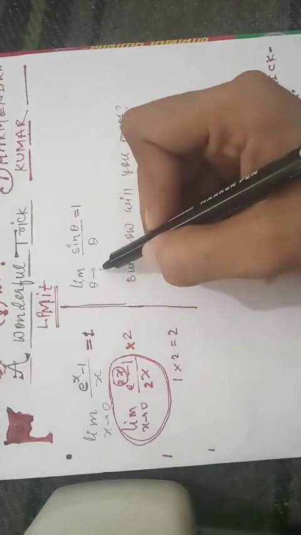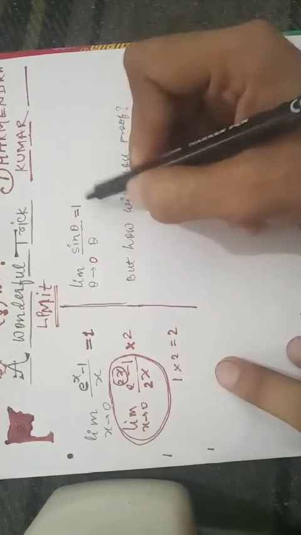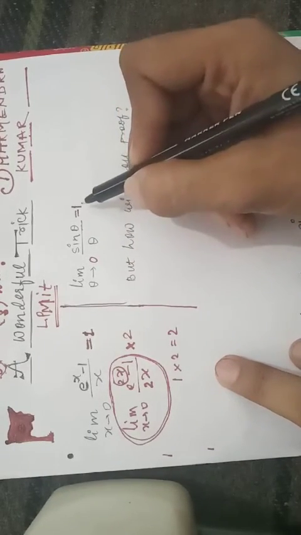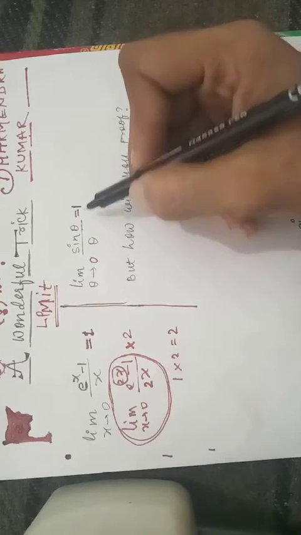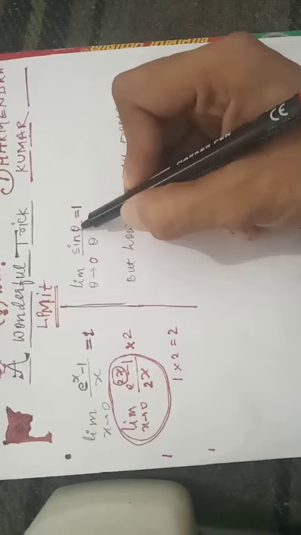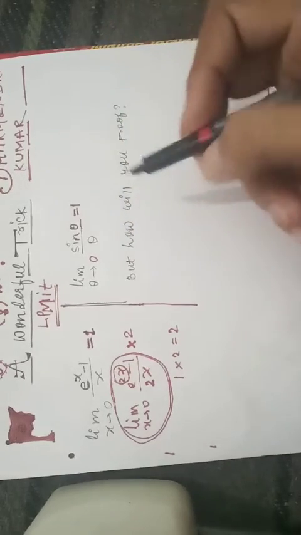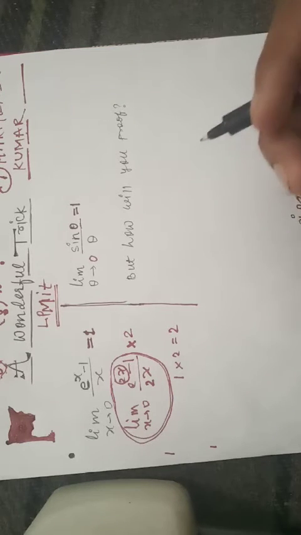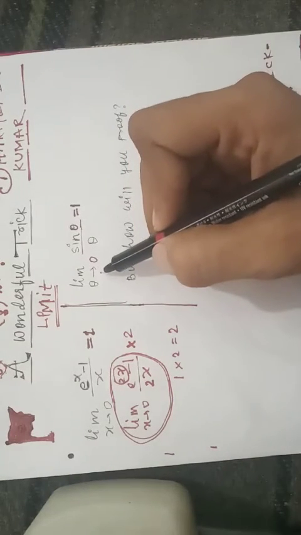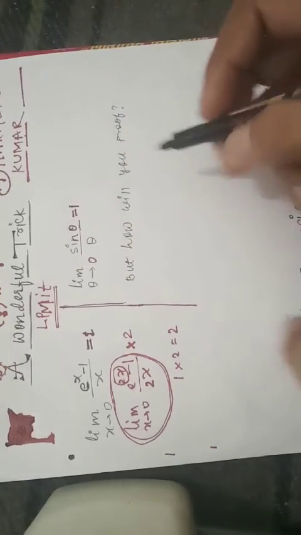Limit theta tends to 0, sine theta upon theta is equal to 1. You mug up this and cram this very intentionally, thinking that yes, I have to remember this just in order to put it in a formula. But I will tell you how it comes, not with geometry but with the help of expansion we will prove this. Okay, limit theta tends to 0, sine theta upon theta is equal to 1.